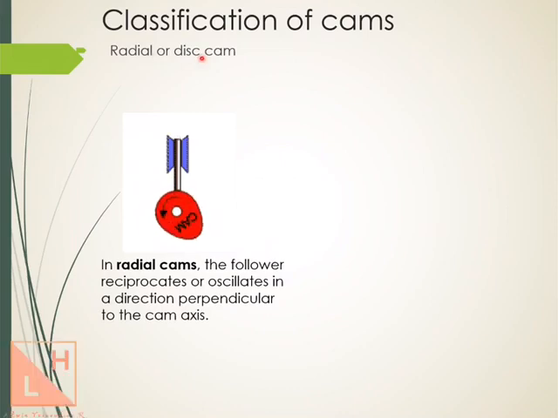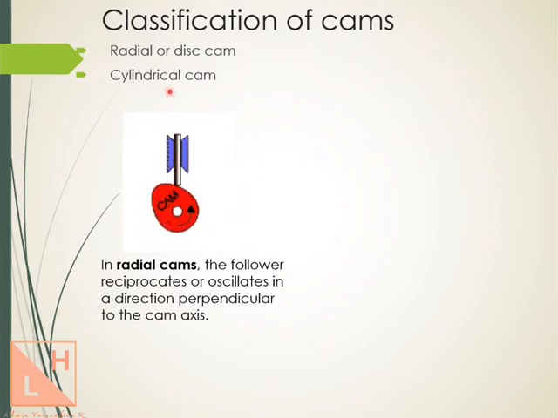So in radial or disc cam, as you see here, the follower will reciprocate or oscillate in a direction perpendicular to the cam axis. So if you see, this is the center of cam and the cam axis is in horizontal direction, we see that the follower is moving in vertical direction. And this type of motion will be called the radial or disc cam.